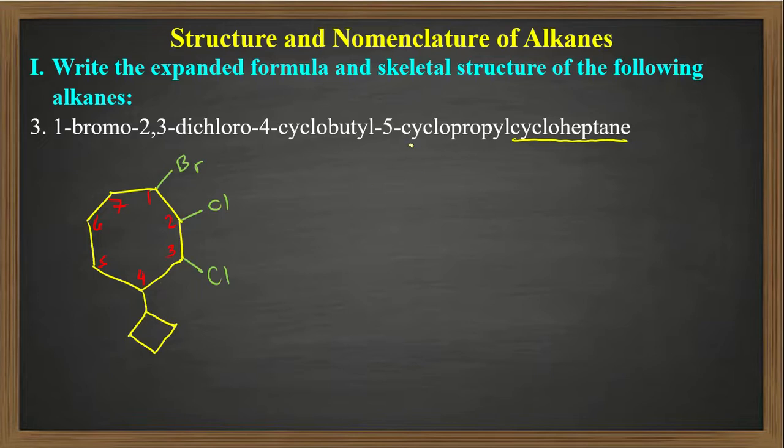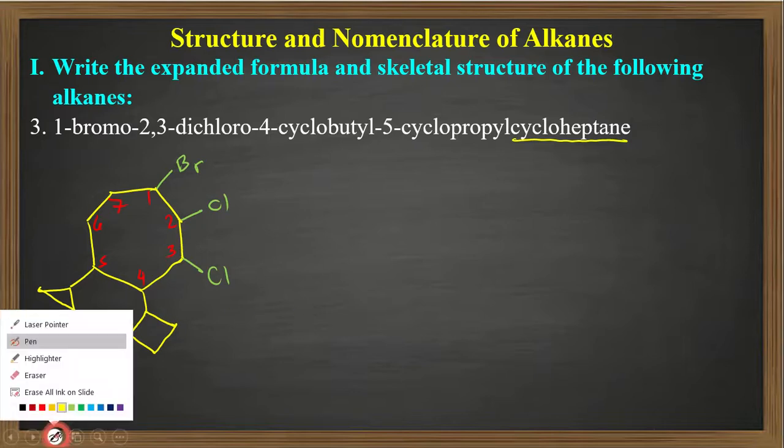And then we have 5-cyclopropyl. So we have here 5-cyclopropyl. Alright, that's it. That's the structure for this one. 1 bromo, because we have a bromine atom in carbon number 1. 2,3-dichloro, because we have 2 chlorine atoms in carbon number 2 and carbon number 3. 4-cyclobutyl, 5-cyclopropyl, cycloheptane yung ating ring because it contains 7 carbon atoms.